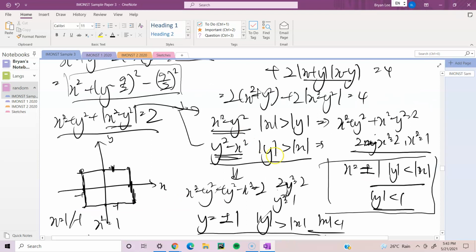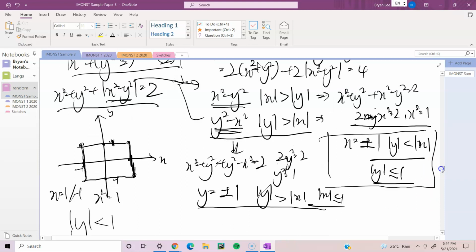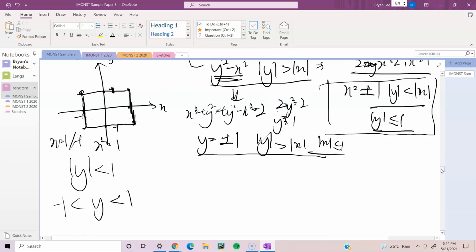Oh, I forgot something. Sorry, this is my bad, but this one is smaller than or equal. This is y's absolute value is smaller than or equal to 1, and then x's value is smaller than or equal to 1, because when x equals y, x squared minus y squared equals y squared minus x squared equals 0. So this is my bad. Okay, so put an equal sign over here.